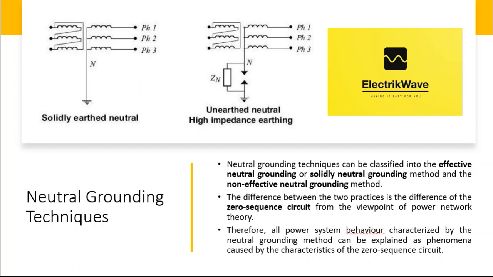Neutral grounding techniques can be classified into the effective neutral grounding or solidly neutral grounding method, and the non-effective neutral grounding method. The difference between the two practices is the difference of the zero-sequence circuit, from the viewpoint of power network theory. Therefore, all power system behavior characterized by the neutral grounding method can be explained as phenomena caused by the characteristics of the zero-sequence circuit.